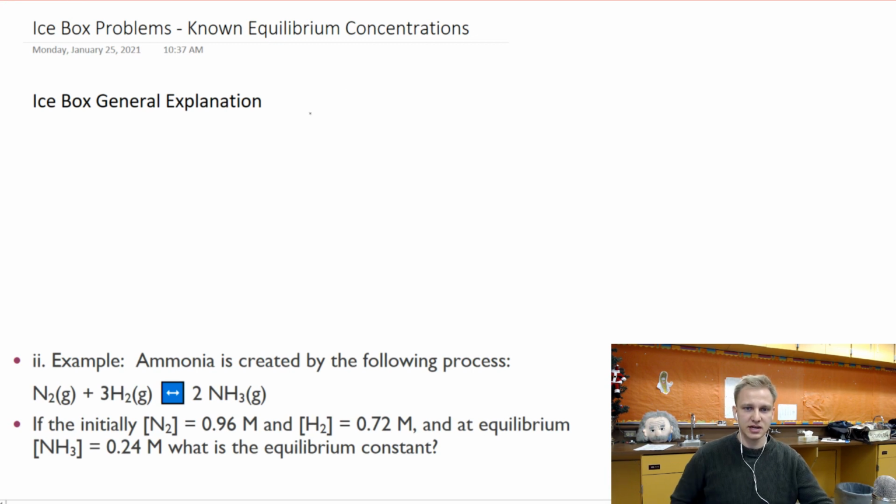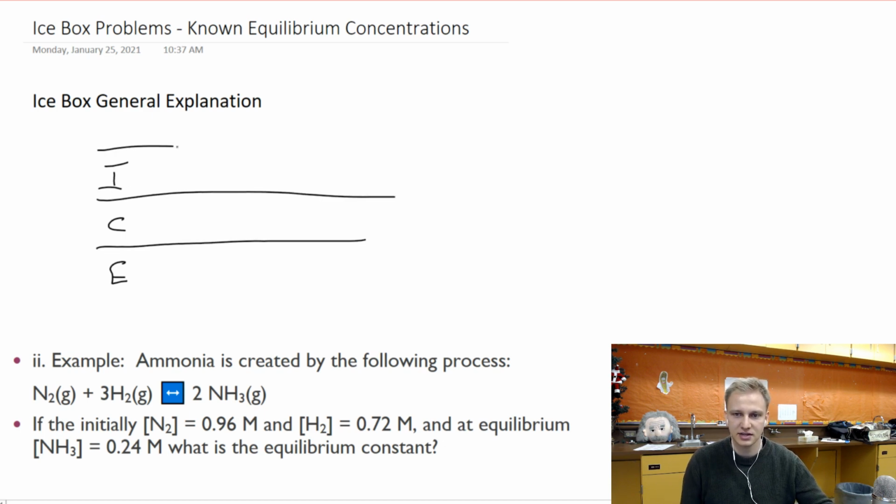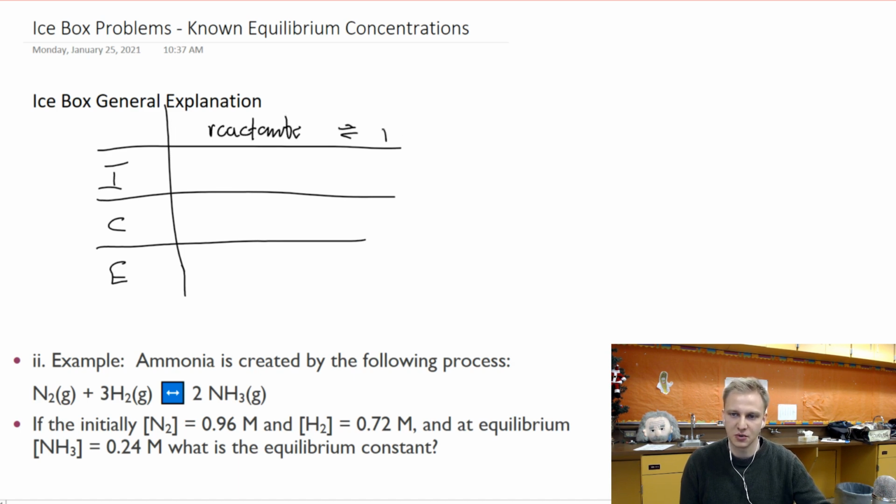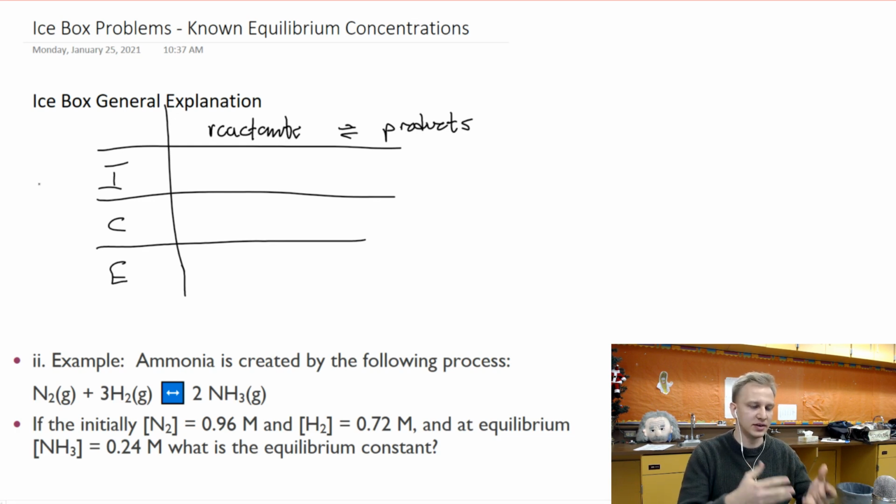An icebox is where we take some sort of chemical equation and we make a chart that looks like this for ourselves, where we have I, C, and E, and then up above we'll have whatever our reactants are, turning into our number of products. And so an icebox is designed to tackle three different things. It's designed to look at a reaction and say, what will the concentrations be at equilibrium based on this KEQ? Or if these are the concentrations at equilibrium, what is the KEQ? And those are types of questions that we'll encounter.